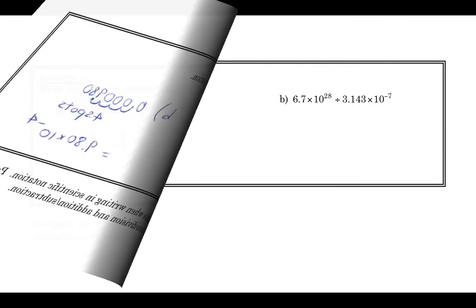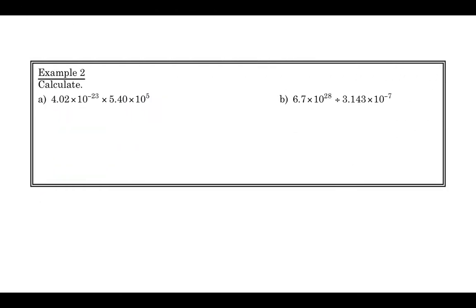So let's take a look at a couple calculations. Let's do 4.02 times 10 to the minus 23, and we're going to multiply that by 5.40 times 10 to the power of 5. Now, for many grade 11s, you haven't been allowed to use your calculator in math. What that means is, in physics we're going to use our calculators all the time, but you might be a little bit rusty with some of the neat little tricks that your calculator has.